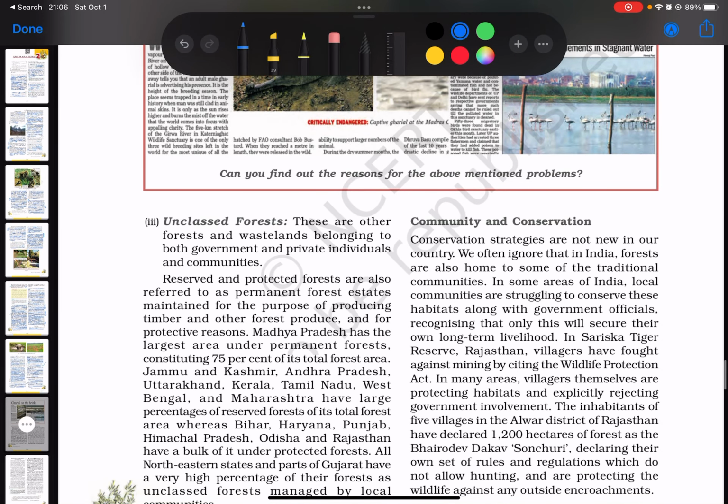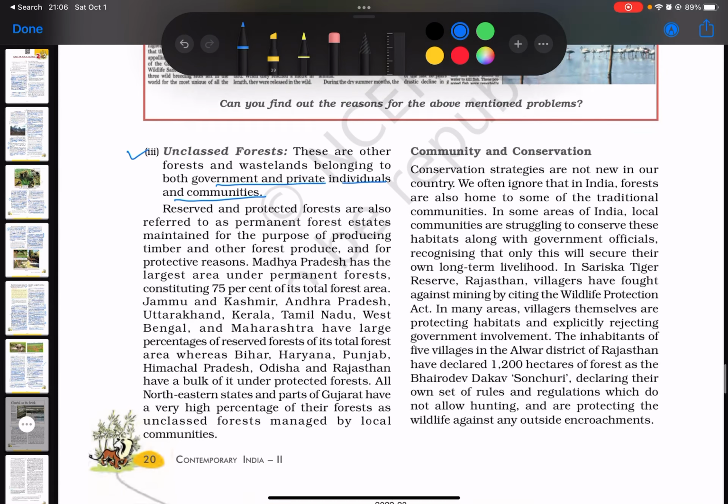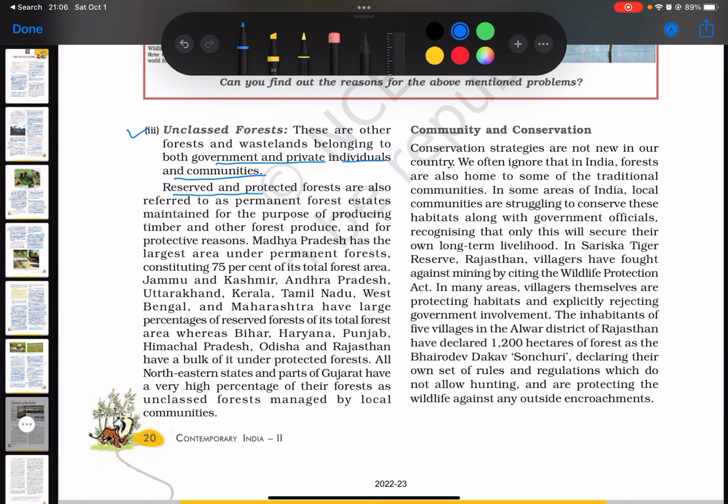And then you of course have the unclassed forest. So these are other forest and wastelands belonging to both government and private individuals and communities. Now, reserved and protected forests are also referred to as permanent forest estates, maintained for the purpose of producing timber and other forest produce and for protective reasons. So, Madhya Pradesh has the largest area under permanent forests, considering 75% of its total forest area.